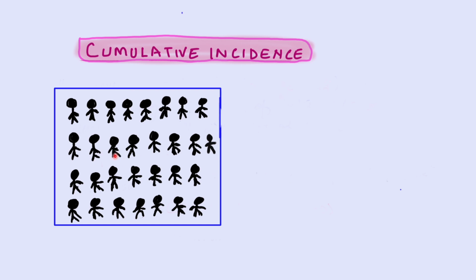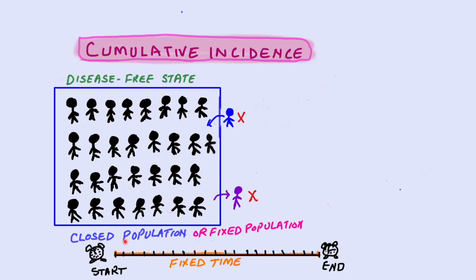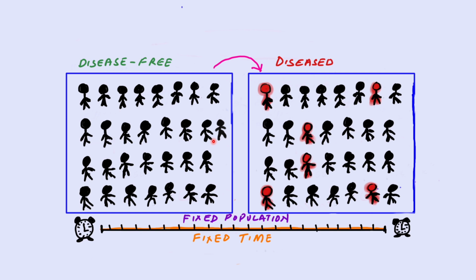Let's assume this is our cruise ship and these are our 30 guests. We follow all of them for the entire 15-day period because no one enters or leaves the ship. The population remains fixed throughout the study. During this period, we observe the transition of disease-free individuals to the disease state, which in this example is chickenpox. At the beginning of the study, everyone is susceptible to chickenpox and capable of developing the disease.